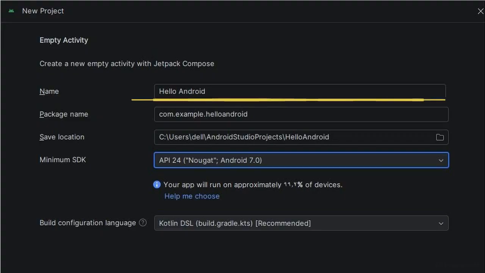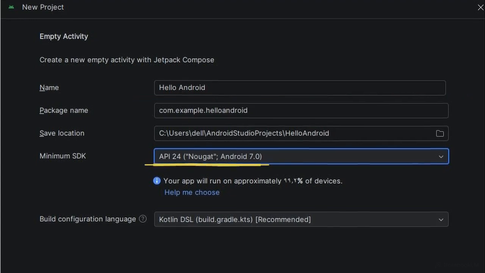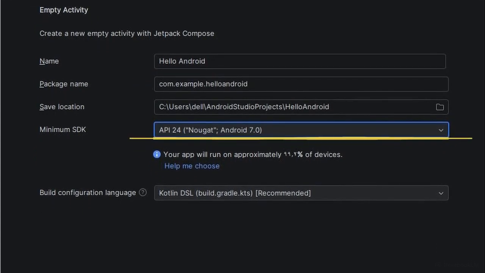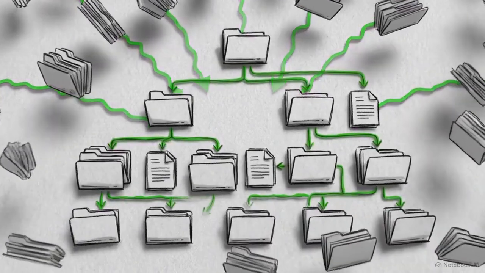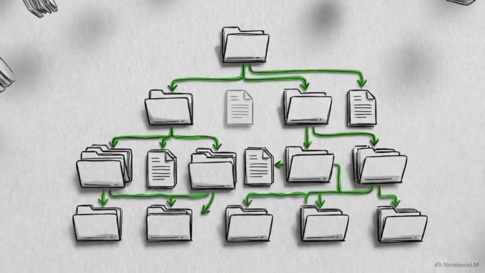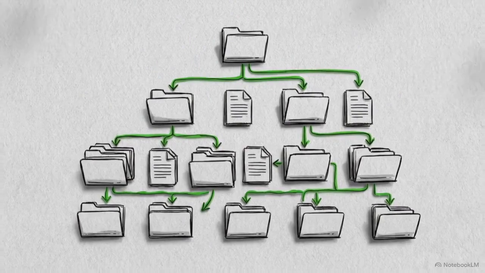Now we configure our basic settings. We'll type Hello Android into the name field and set the minimum SDK dropdown to API 24, also known as Nougat. Getting this configuration right ensures the software correctly scaffolds our entire workspace. Instead of troubleshooting setup errors, we can immediately focus on writing code.